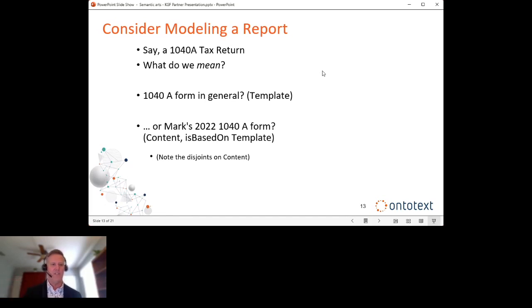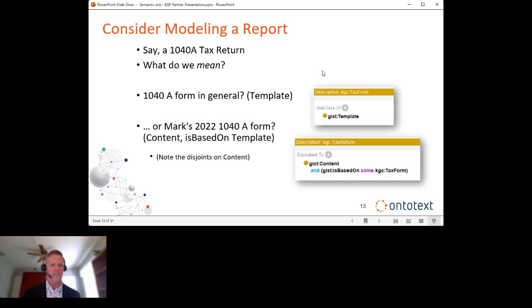Because the first one is, well, I could say the tax form is, I'm going to subclass template. I'm talking about the thing in general. Whereas if I actually need to be able to model individual people's forms and what they say, then you're talking about something that's actual content, not just a template for content. And the specialization of a tax return might be, well, it's content, but it's also based on a tax form. And again, tax form is this thing we decided was a template. So it kind of makes sense.